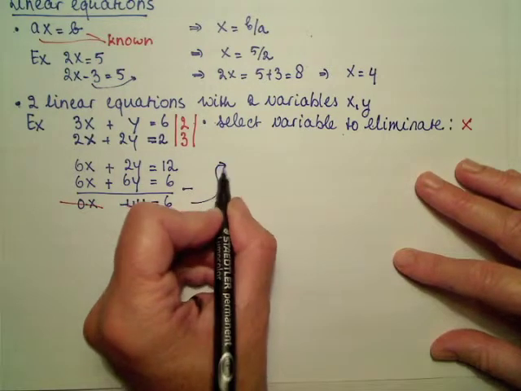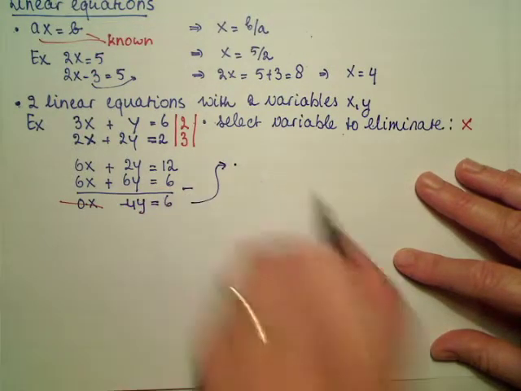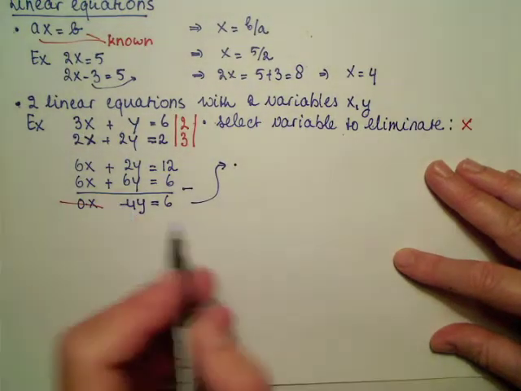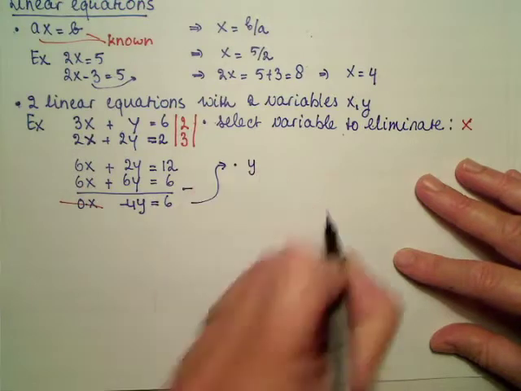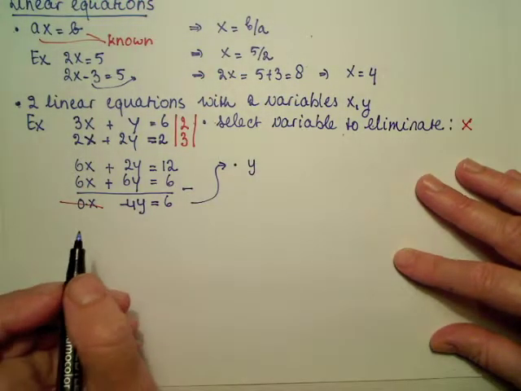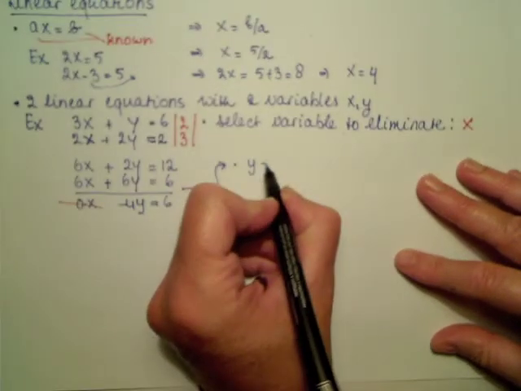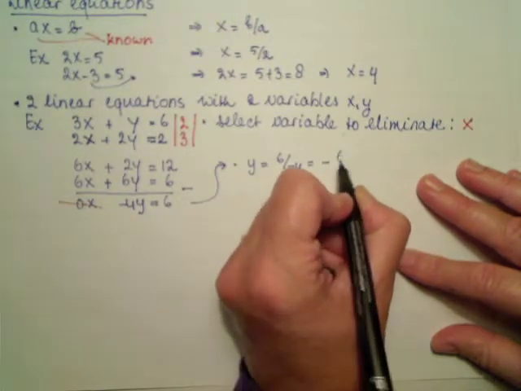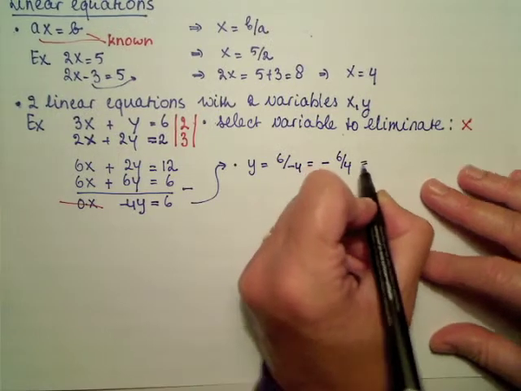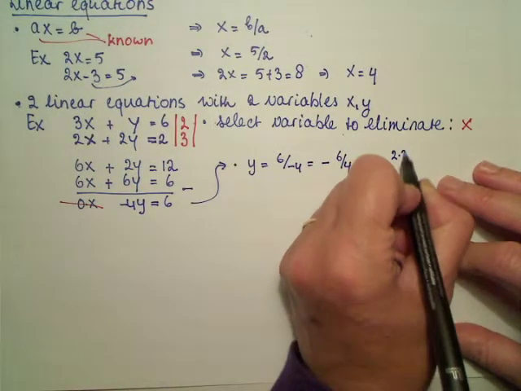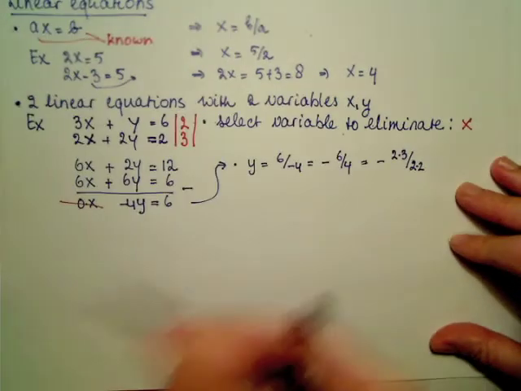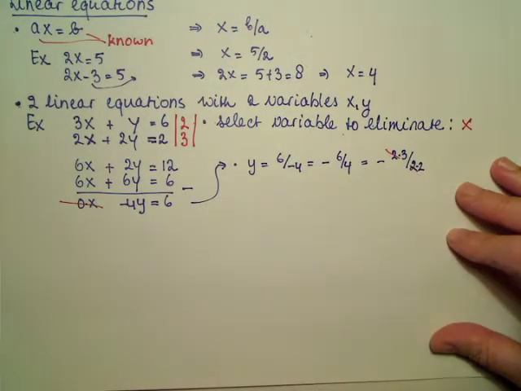So we get an expression for y. We can solve this equation for y by dividing by the coefficient of y. So we get y equals 6 over minus 4, which is minus 6 over 4, and we can cancel out the common factors, because 6 is 3 times 2 and 4 is 2 times 2, and we get minus 3 over 2.